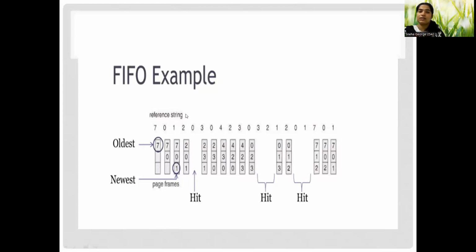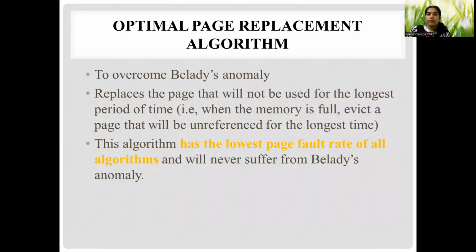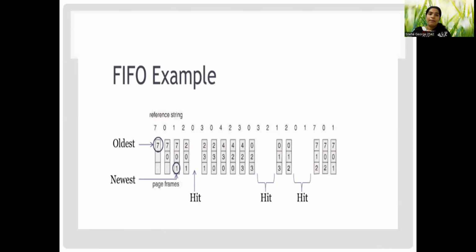So FIFO is considered one of the simplest examples, where for 3 frames, the size of the main memory was taken as 3 frames. Based on the number of frames assigned as 3, the number of faults that occurs is 15. Another thing that happens with FIFO is, if you increase the frame size, for example, here the frame size is 1, 2, 3. We have given only 3 frames.